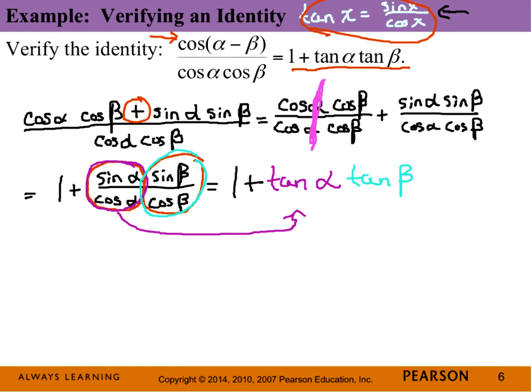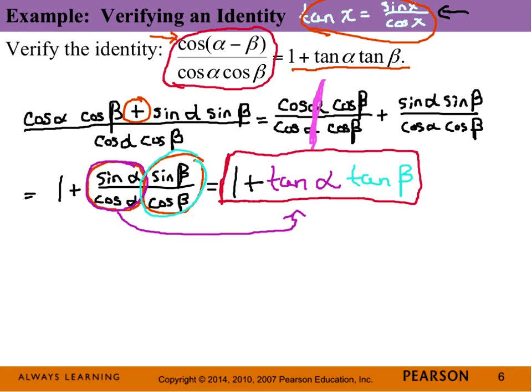And sure enough, we have manipulated this to verify that the thing we started out with here is the same exact thing as 1 plus tangent alpha times tangent beta.